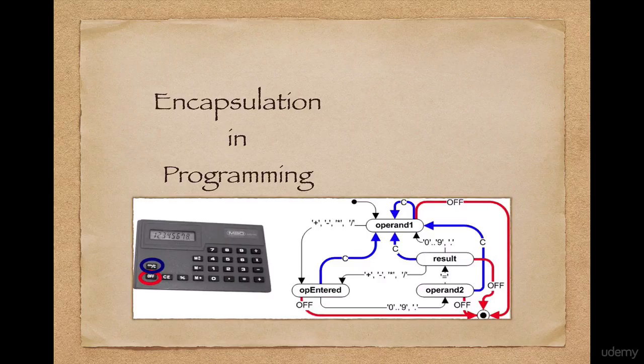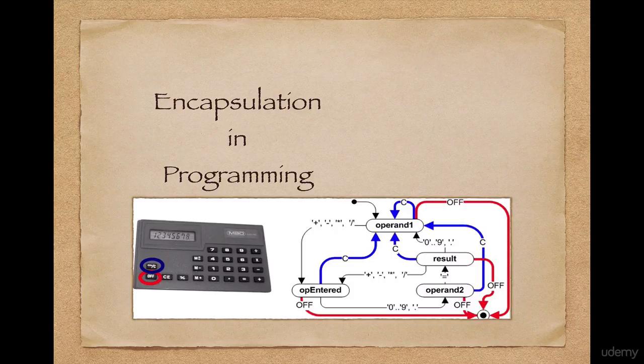So first, let me give you some definitions about encapsulation in programming. We have two definitions. Let me give you the first one: a language mechanism for restricting direct access to some of the object's components. Let me repeat again, a language mechanism for restricting direct access to some of the object's components.